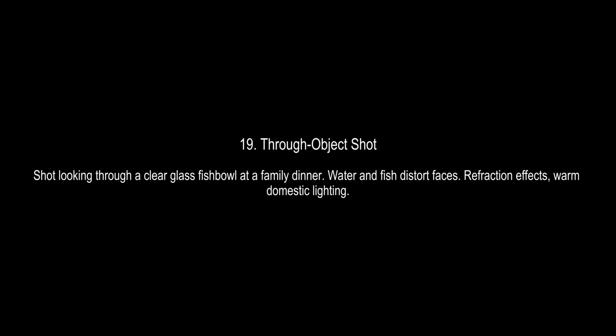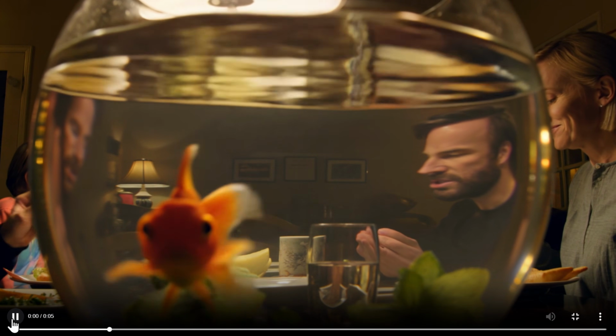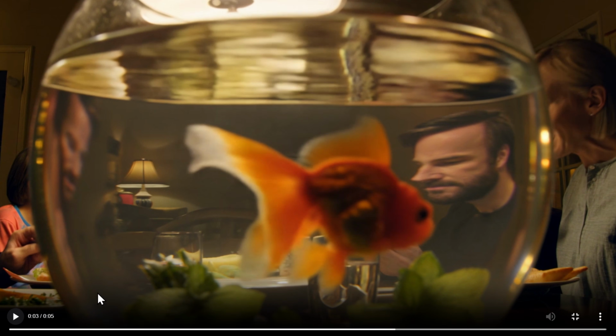Sometimes directors want the camera to look through a solid object like a glass, and this is called through object shot. Like here we have a family at the dinner and the fish bowl, and the camera is looking through that fish bowl, distorting the man and his nose.